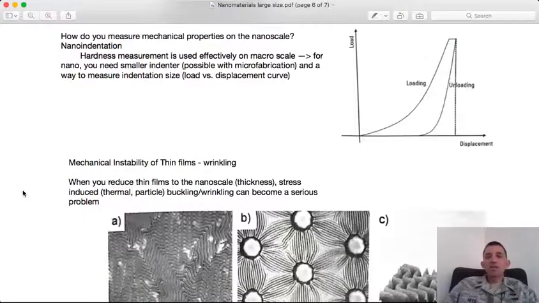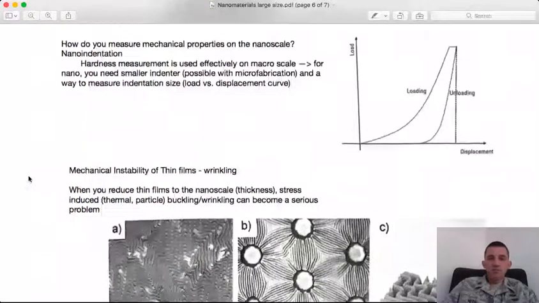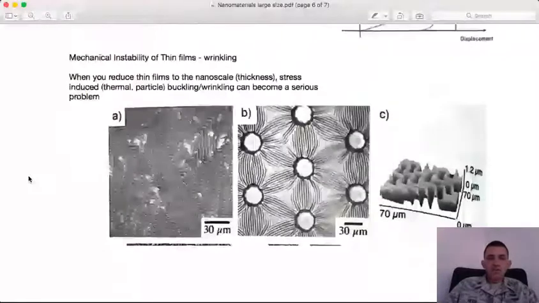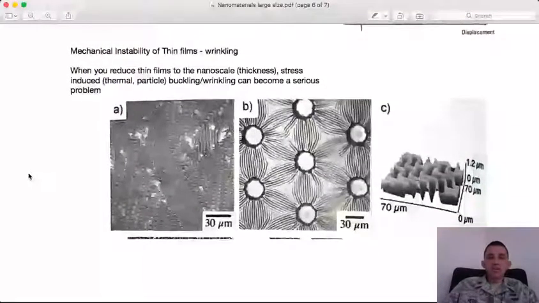Well, you can do that at the nanoscale. The problem is you need a smaller indenter. Well, you can make a smaller indenter. With the AFM, there are techniques to measure mechanical properties, and they allow you to make a lot of the same measurements that you would make in traditional hardness testing with the AFM.